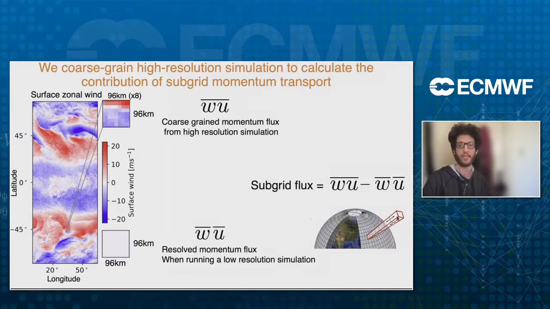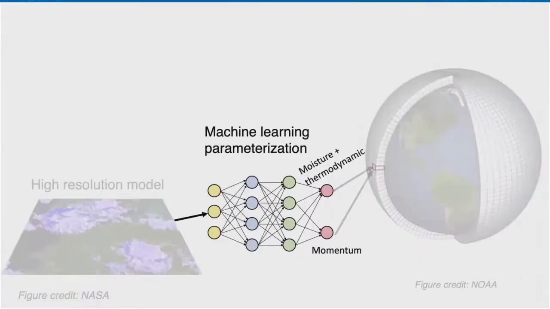We take the inputs from this single column, temperature, moisture, winds, and try to model the subgrid advection, vertical advection, in this atmospheric column. Towards the end of the talk, I'm going to revisit this decision of looking at only a single atmospheric column. So now let's see how our machine learning can learn these kinds of tendencies.